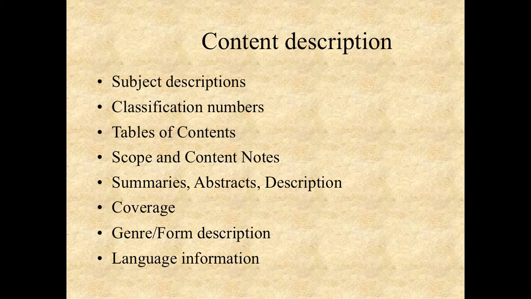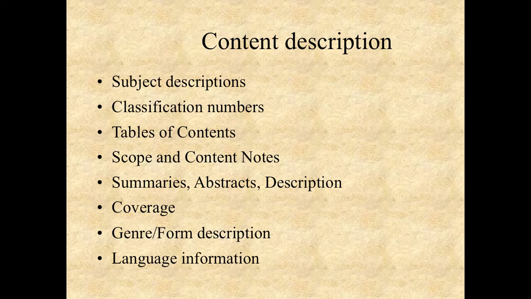I'm going to move on now to content description. So this area of metadata deals with the intellectual and creative contents of a work. It addresses what the resource is about and what it is. So this can include classification numbers and also subject headings. So those are 2 different types of controlled data to represent what something's about. But you could also, of course, have keywords.